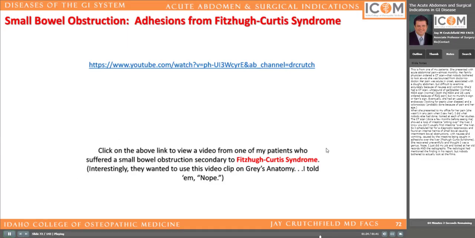Otherwise known as Fitzhugh-Curtis syndrome. She recovered uneventfully and thought I was a genius, but no, I just did my job and looked at her old records and radiographs. The radiologist had mentioned the finding of a loop of intestine over her liver, but nobody had actually bothered to look at the films.